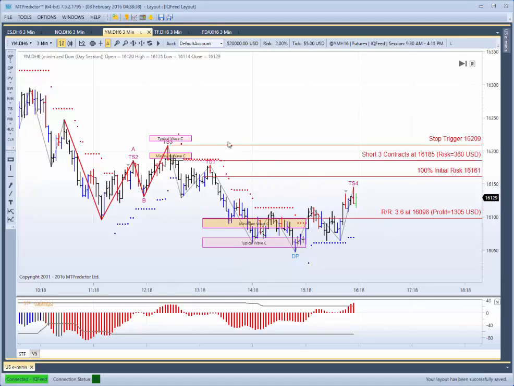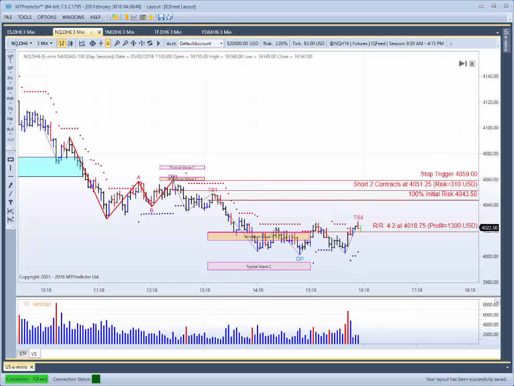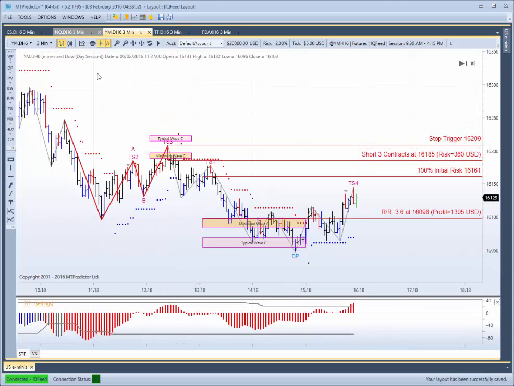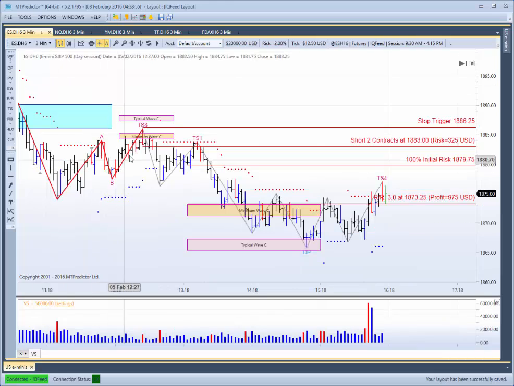But the point being is that the picture was the same, particularly on these TS3 sells here at 1242, whereas on each one of the US mini indices, even including the Russell Index. So the Russell Index, the YM, the NQ, and the ES were all giving you sell setups around this 1242. This is what I mean about when the picture becomes clear.